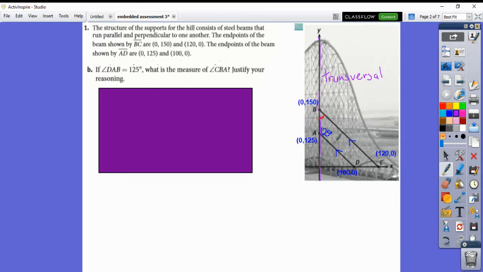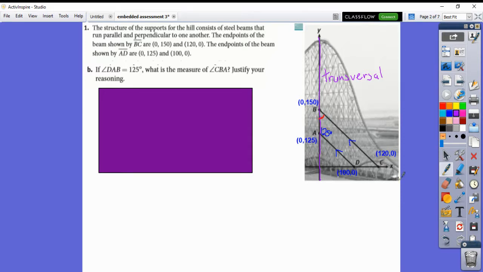Our angles DAB and CBA, are those interior or exterior angles? When I'm explaining this, I like to think about these two lines as the sides of a grocery aisle. So let's say this is one freezer and this is another freezer. This angle would be in between those two freezers. It would be inside this aisle, right? Same thing for angle CBA. So these are two interior angles.